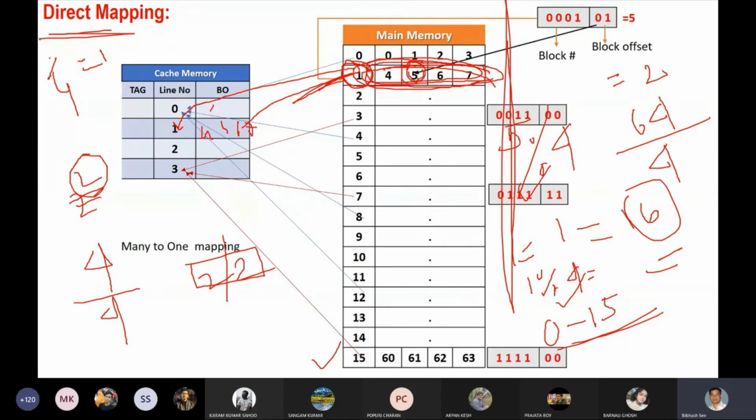Anyhow, you find that these are the possible locations we are getting in this way.